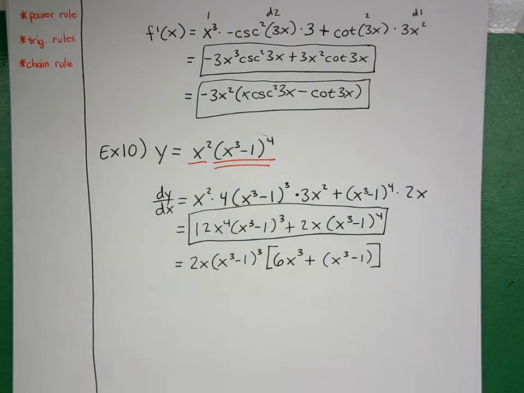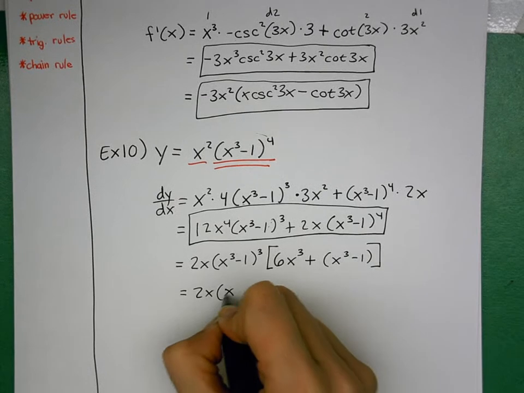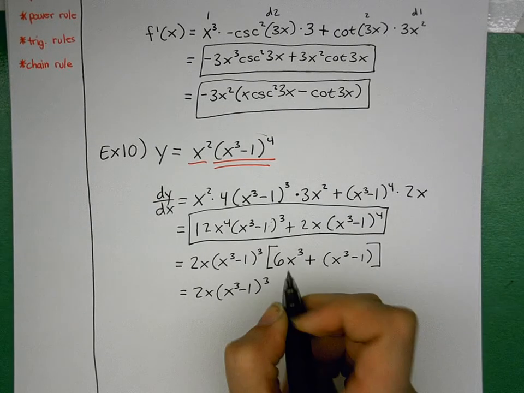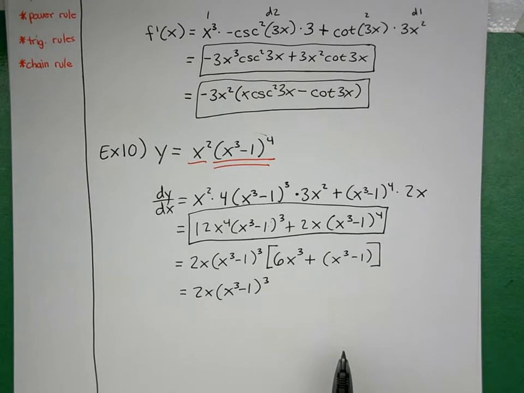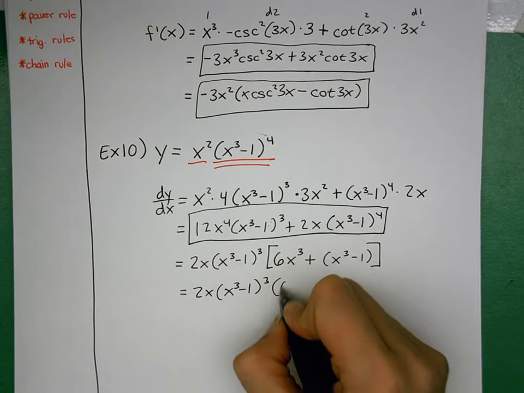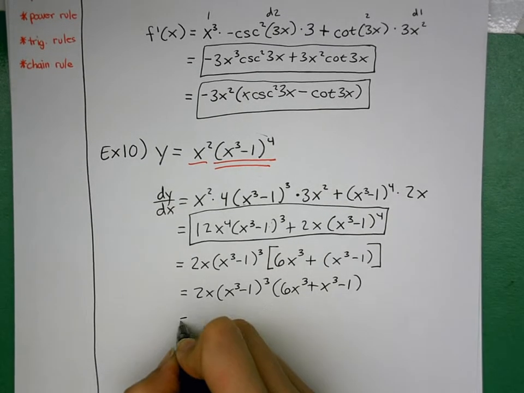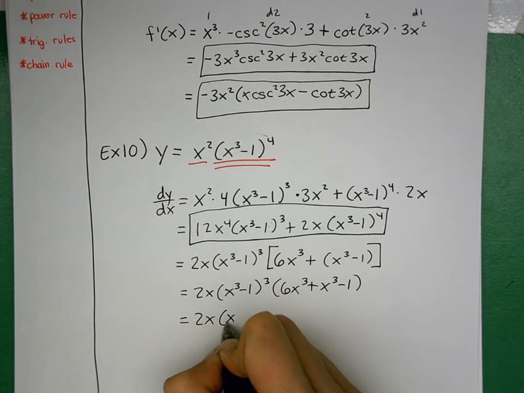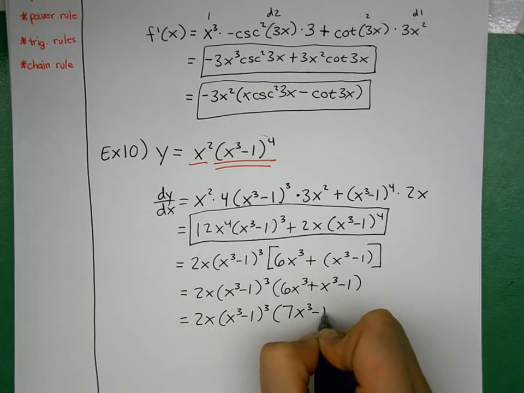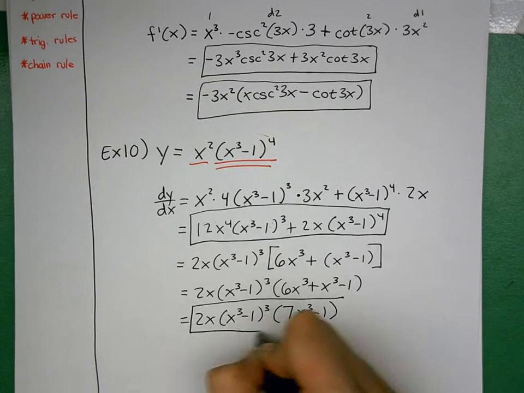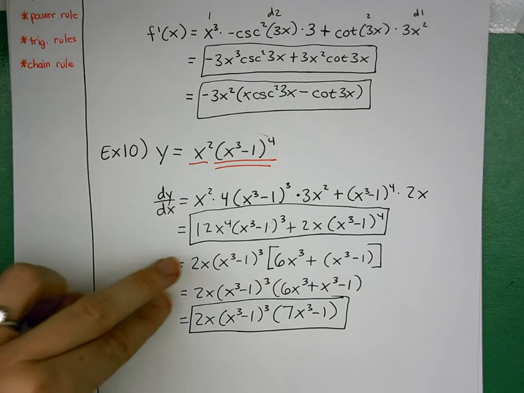That probably wouldn't show up as an answer though, because there's a positive 1 that you distribute here, right, which would allow us to drop the parentheses. We'd have 6x cubed plus x cubed minus 1, which would allow me to combine like terms. 2x times the quantity of x cubed minus 1 cubed times 7x cubed minus 1. That could potentially show up as an answer. I mean, I guess technically speaking, these could as well. That just would surprise me.